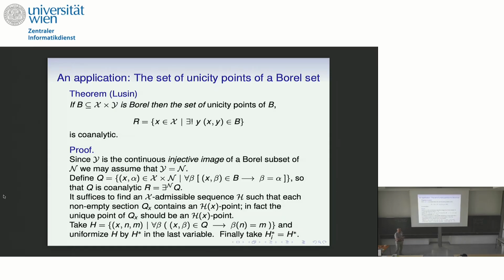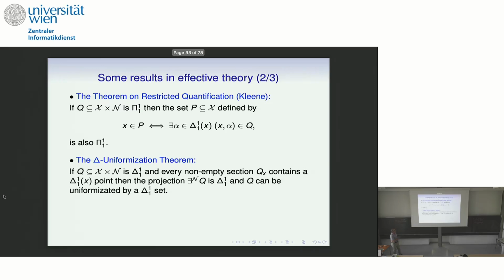Okay. A very quick proof of Lusin's theorem. Now let's check the other thing there. It's a delta uniformization theorem. If Q is a subset of X times N that is delta 1, 1, and each non-empty section contains a delta 1, 1 point, well, then the projection is delta 1, 1. Well, actually, we proved it there, the classical version. And Q can be uniformized by a delta 1, 1 set.